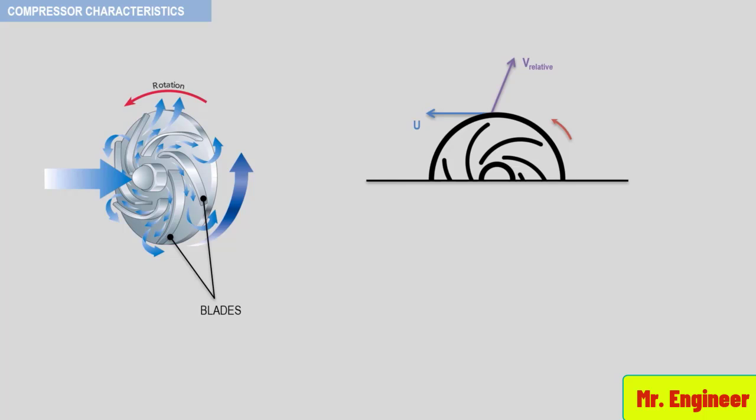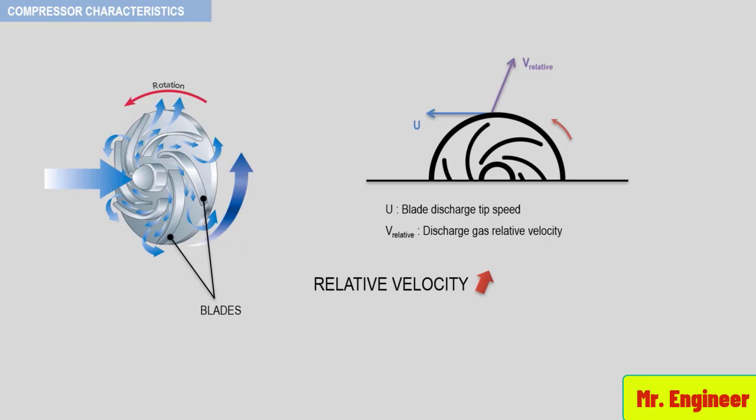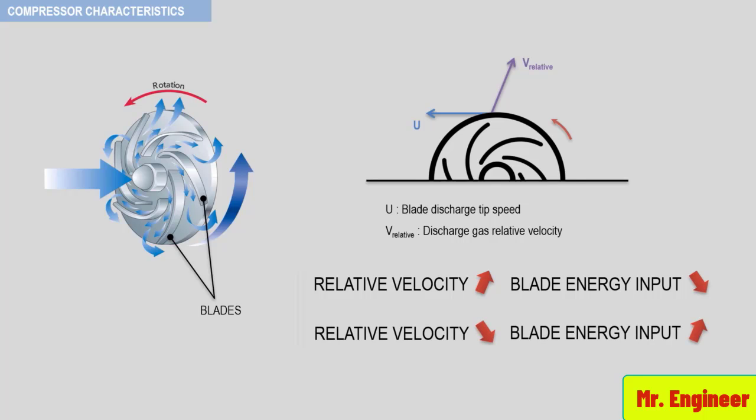The velocity vector u is the blade discharge tip speed, and the velocity vector v relative is the discharged gas relative velocity. Simply stated, the characteristic shape of any dynamic performance curve, rising head versus decreasing flow rate, is a direct result of the relative velocity through the impeller or blades. The higher the relative velocity, the less energy input from the impeller blades, and the lower the relative velocity, the greater the energy input from the impeller blades.